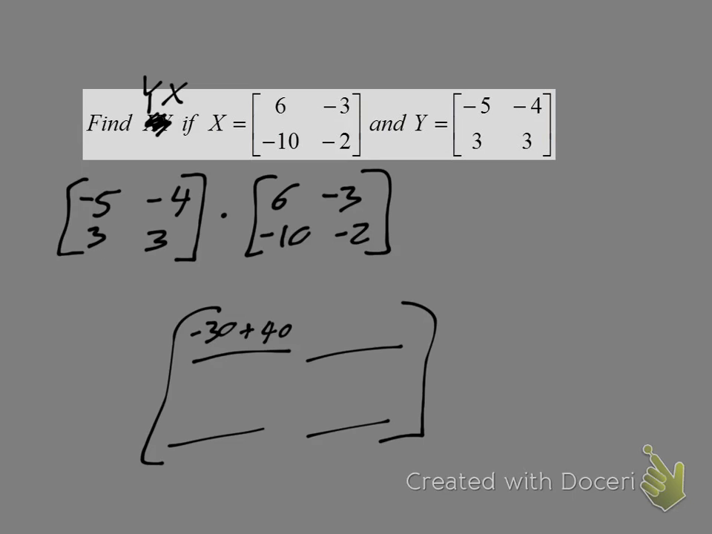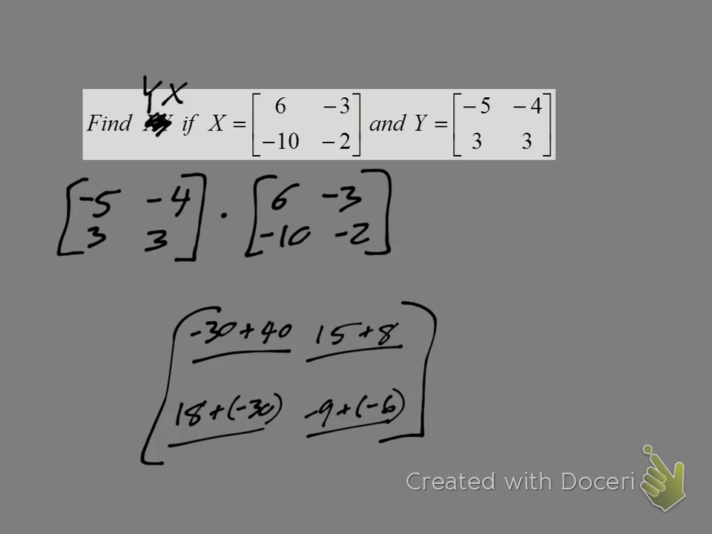So you finish this column, so same 2, go to the next column. -5 times -3 gives you 15. -4 times -2, 8. Add them up. Once you're out of columns, go back to your next row. So 3 times 6, it's 18. 3 times -10, -30. Same row, last column. 3 times -3, and then 3 times -2. And then clean those all up.